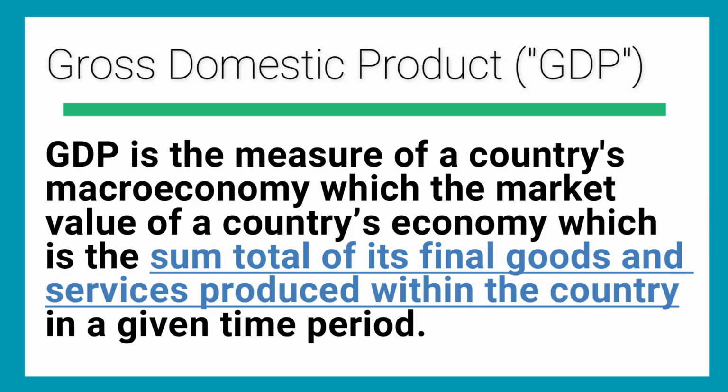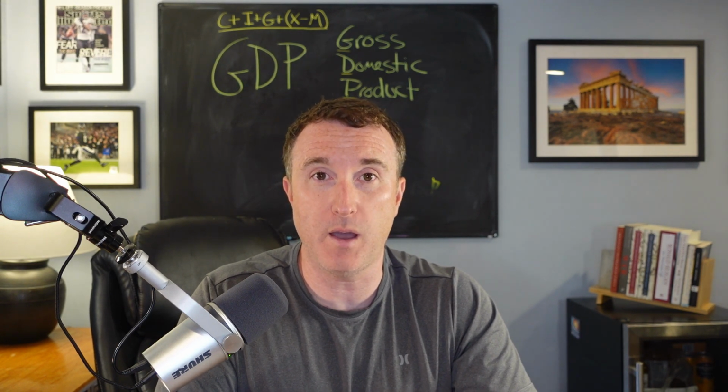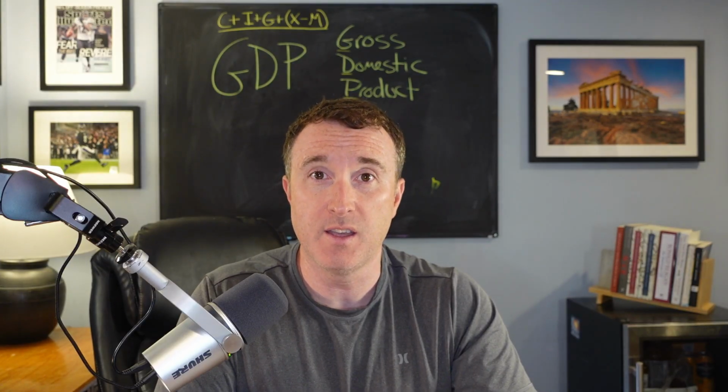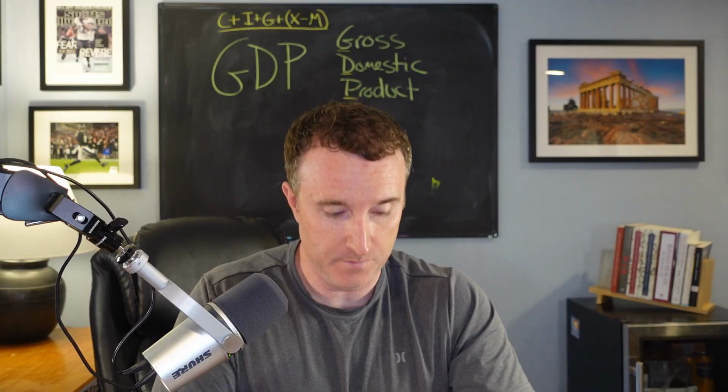GDP is the measure of a country's macroeconomy. This is the market value of a country's economy, which is the sum total of its final goods and services produced within the country in a given time period. It is one of the primary indicators used to gauge the size of an economy. This can be applied to any individual country. The United States absolutely makes this calculation, but other countries do as well.